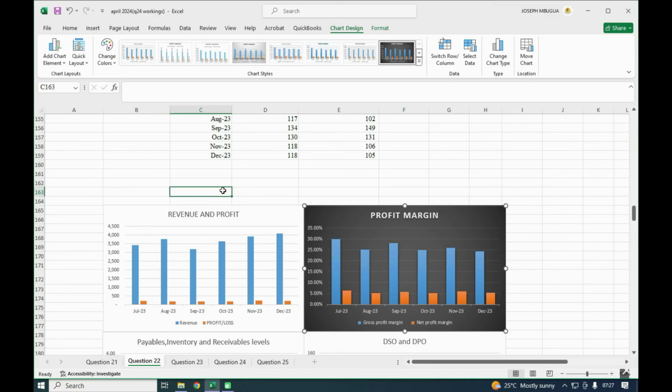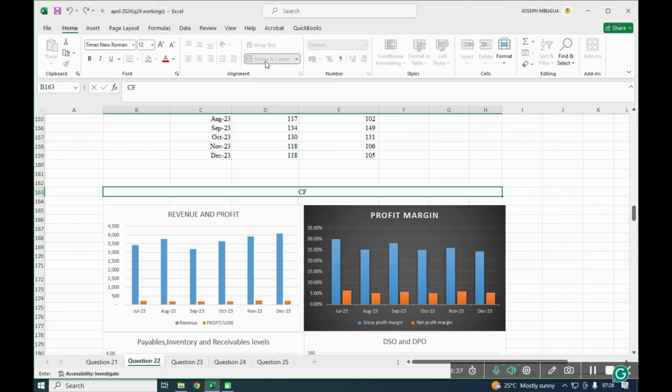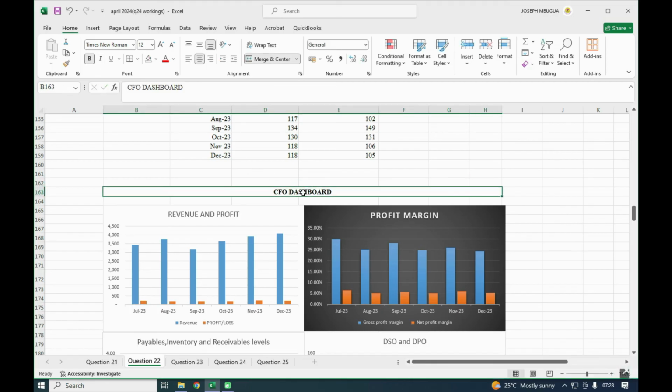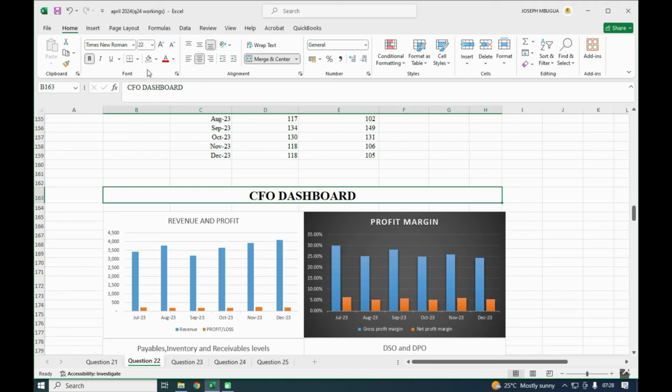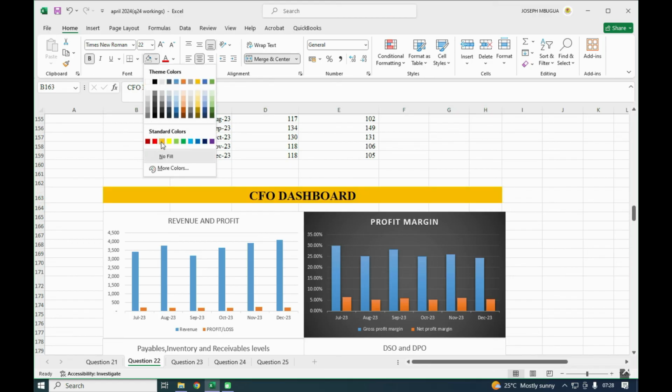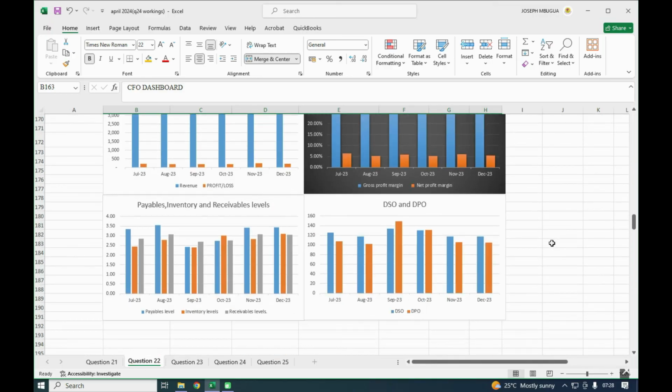And here you can combine this. I can combine this from that point, merge and center. This is CFO dashboard. I will bold this one, and I will increase the size. Yeah, CFO dashboard. And I can put a fill. That's our CFO dashboard.